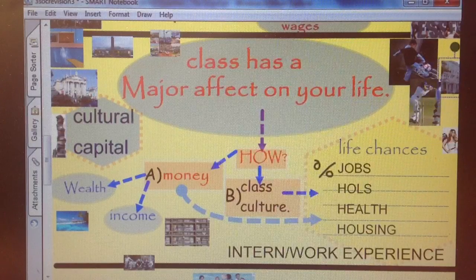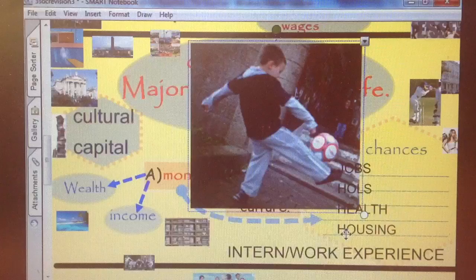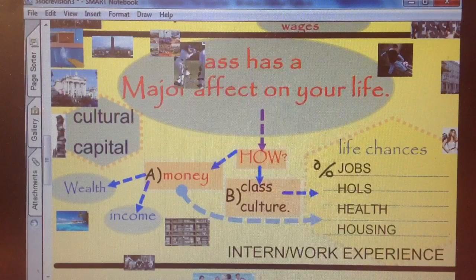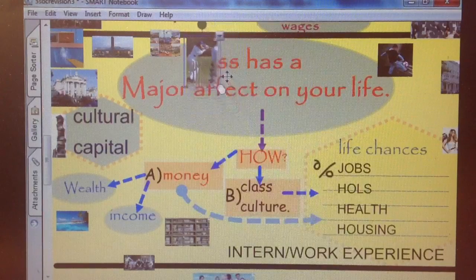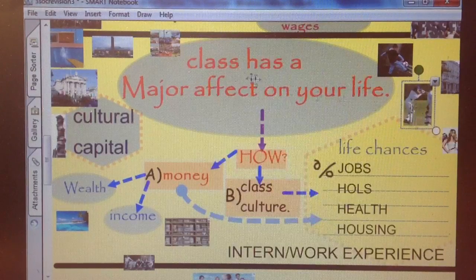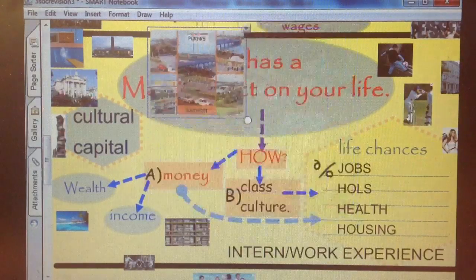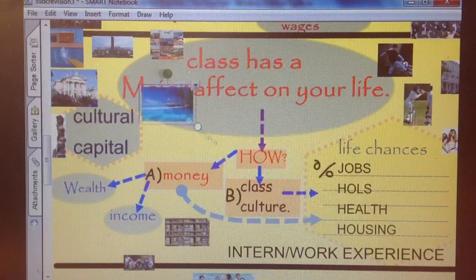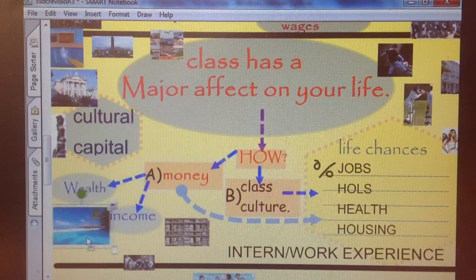If you are working class as a child, this will be your childhood. If you're middle class, this is your childhood. If you're working class, that might be your holiday. If you're middle class, that might be your holiday. I hope you're getting the message here.